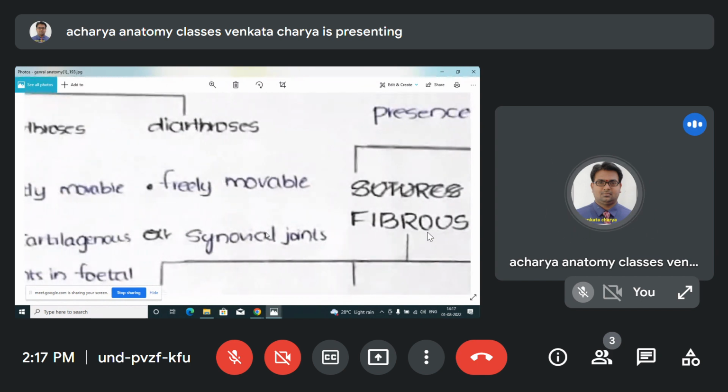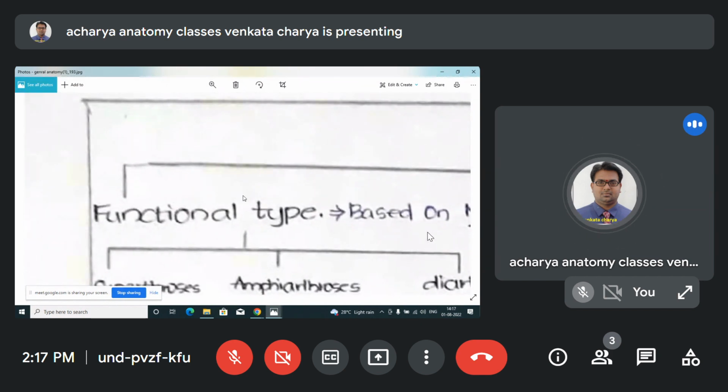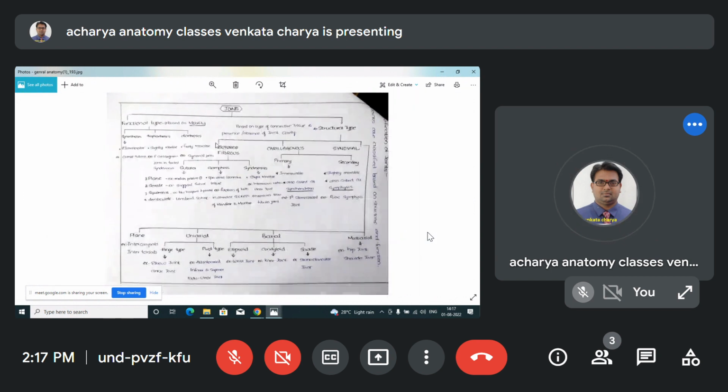Number 1 is functional type. And number 2, structural type. Functional and structural. Functional means the work of the joint, okay?